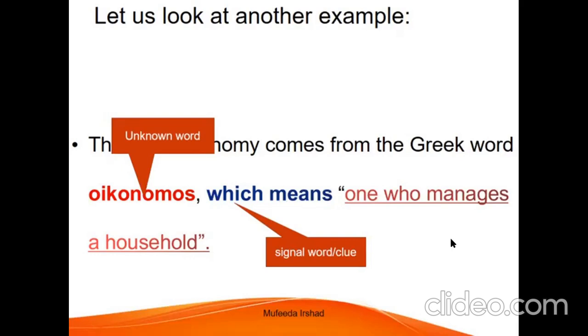So what does oikonomous mean? It means one who manages a household. It's a Greek term and it means to manage a household. That is the literal meaning of oikonomous.